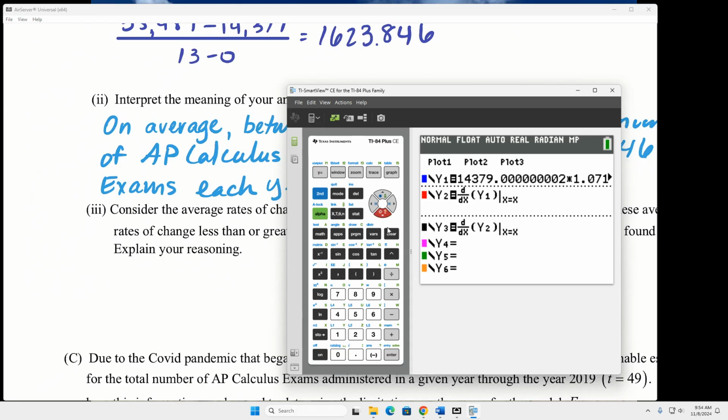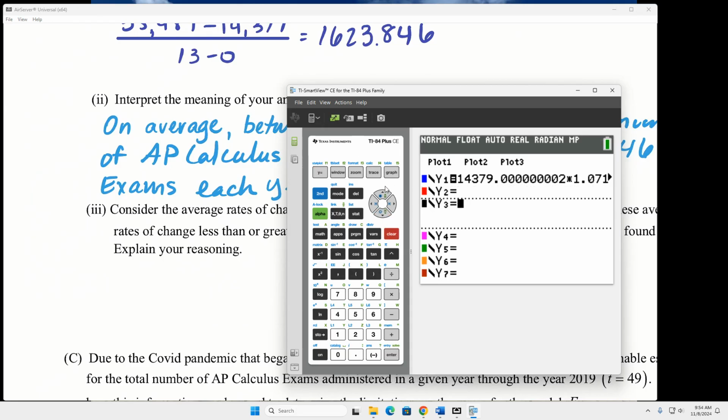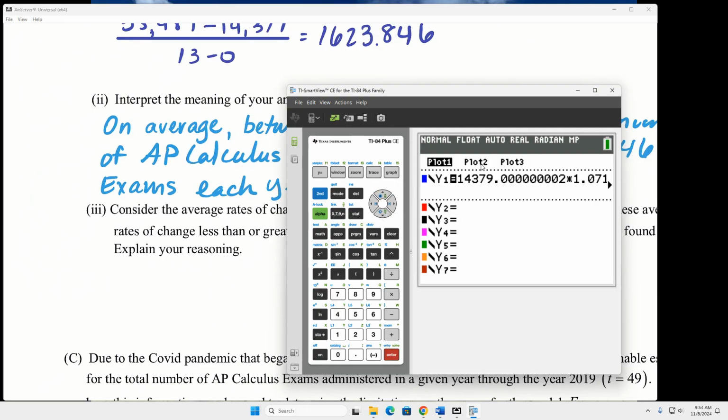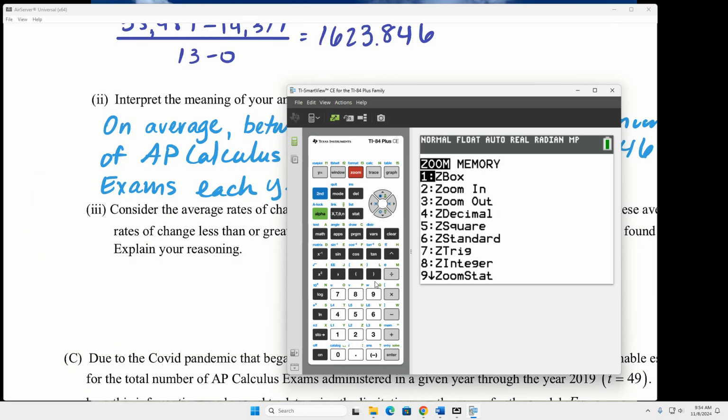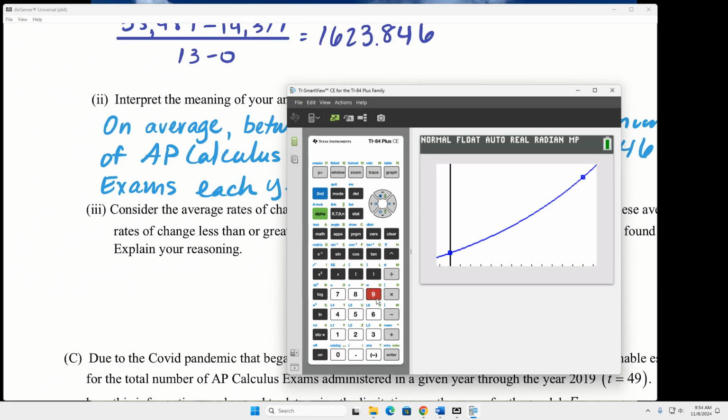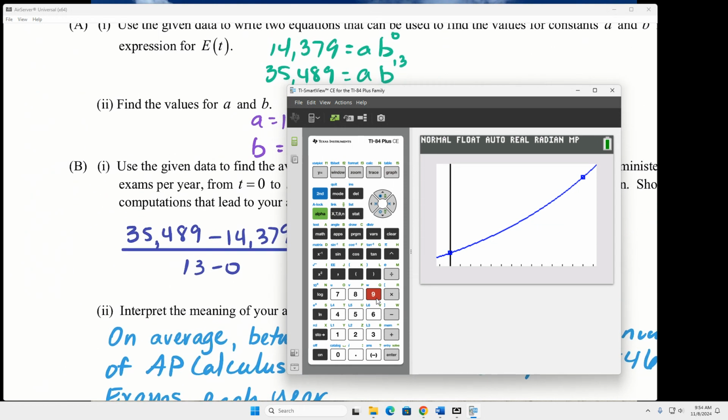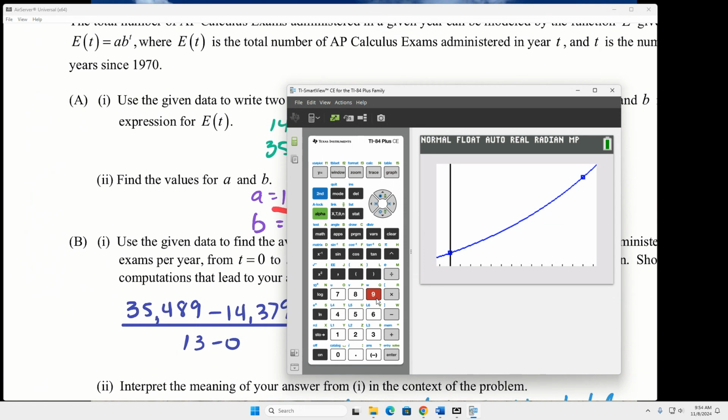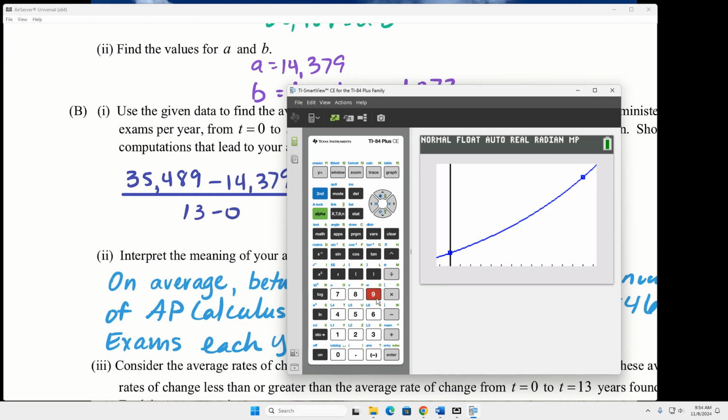I've got a lot of stuff in here. Let me clear it out. So if we have our scatter plot turned on up there, and the quickest way to turn it on is just go up to where it says plot and hit enter. Then you can hit zoom 9, zoom stat. Oh, that's not a great graph. Can you tell if it's concave up or down by looking at that? Oh. It's concave up. So on these exponential functions, if this A value is positive, and I would think it's gonna be positive, then it's definitely gonna be a concave up graph.